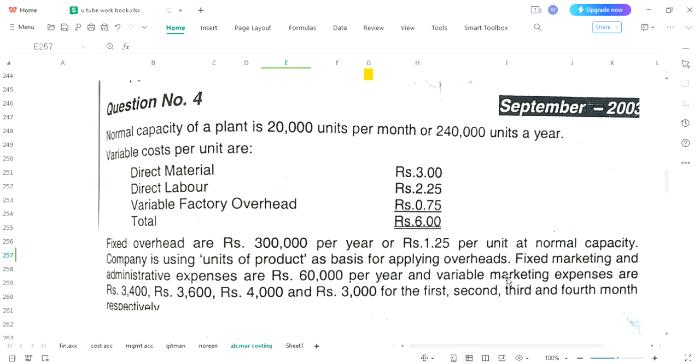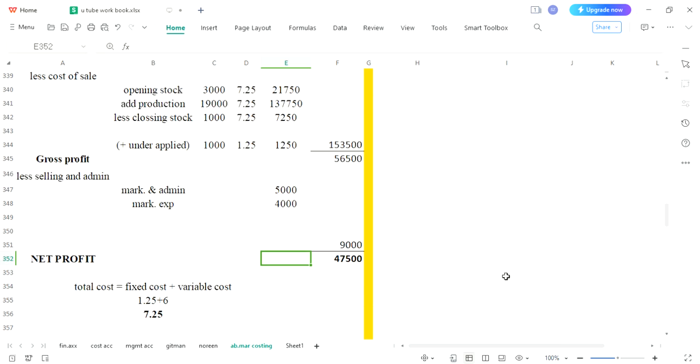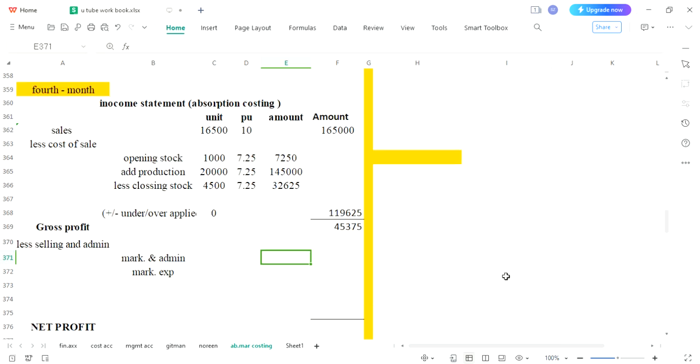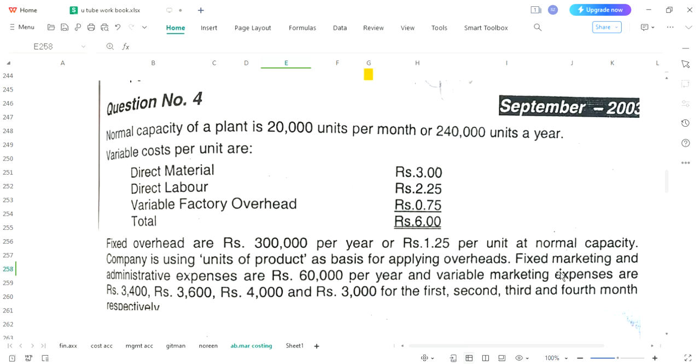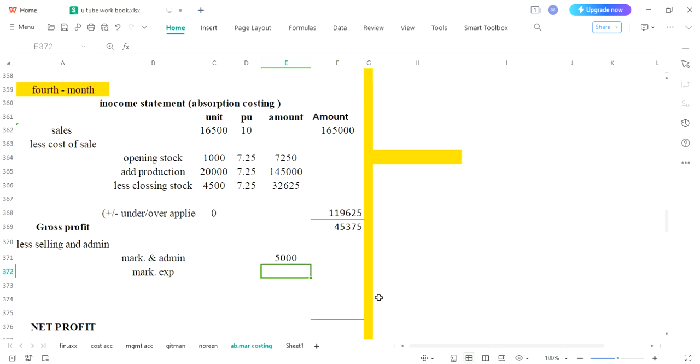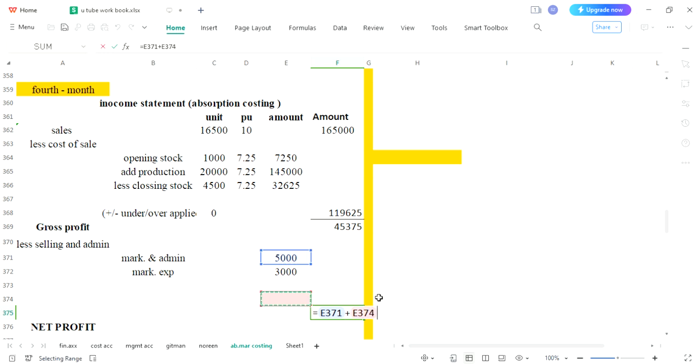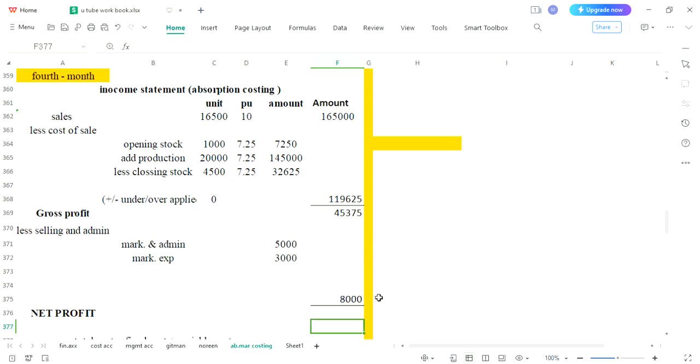To calculate per month, what you will do? 60,000 was marketing for full year. To calculate 1 month, you will divide it by 12. So we have got 5,000 per month marketing. And second, variable marketing expenses are also given for the last month. They were just 3,000. So just put 3,000 over here. We can now calculate total cost of sales. There are two elements, 5,000 and 3,000. So we have got our total selling cost.